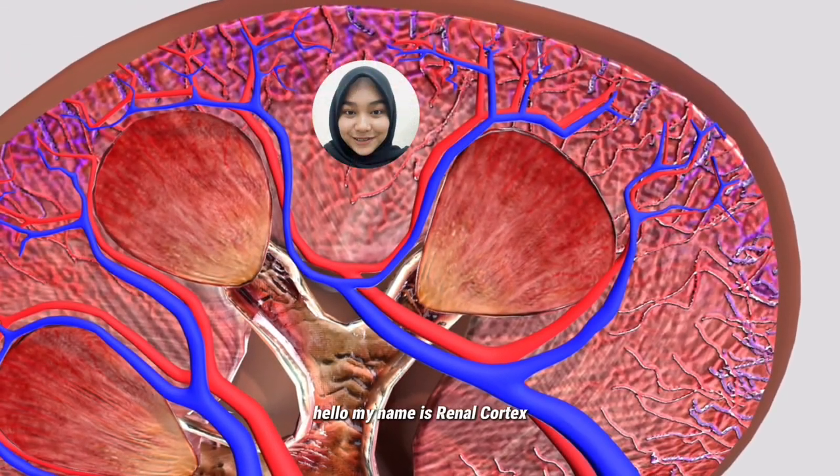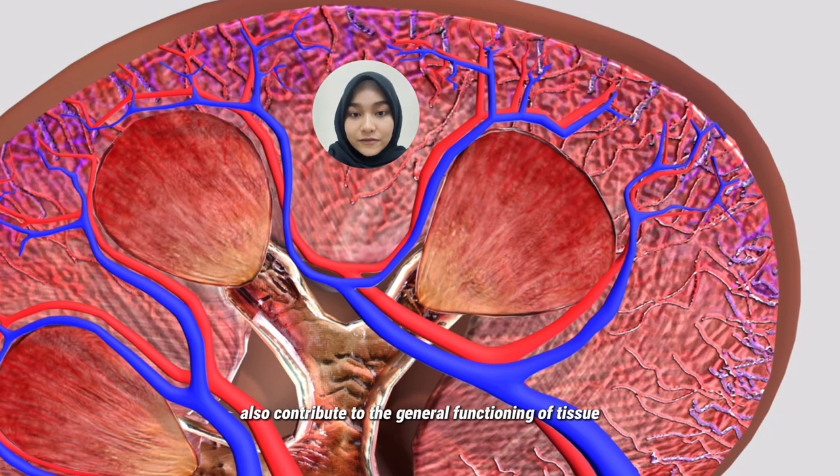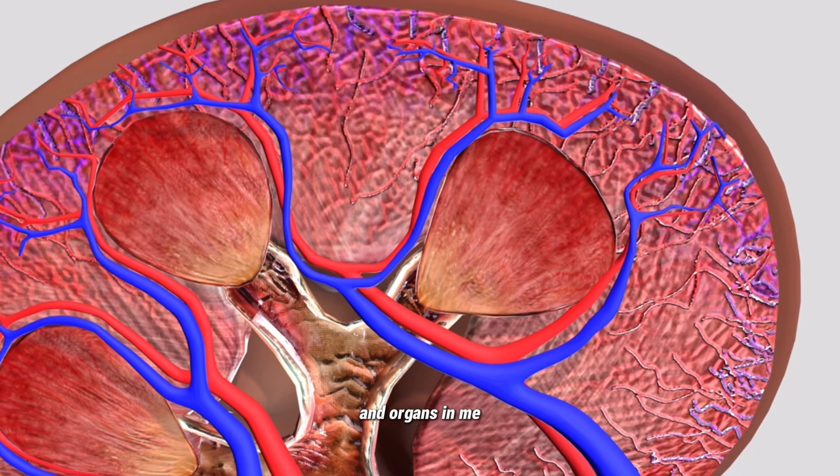Hello, my name is Renal Cortex. I'm a vital part of the kidney, responsible for various functions related to blood filtration and urine formation. There are many different tissues working together in me to maintain the body's internal environment, such as glomeruli, renal tubules, interstitial tissue, blood vessels, collecting ducts, nephrons and podocytes. Not only that, numerous other cell types, such as cuboidal epithelial cells, which make renal tubules, smooth muscle cells, which form blood vessels, and fibroblasts, which produce interstitial tissues, also contribute to the general functioning of tissue and organs in me.